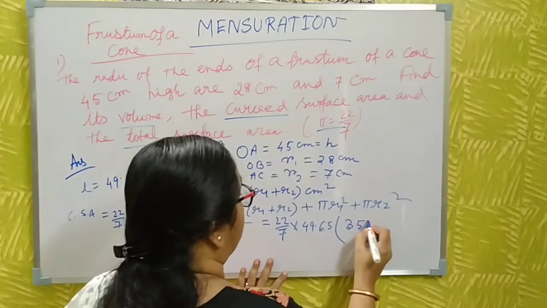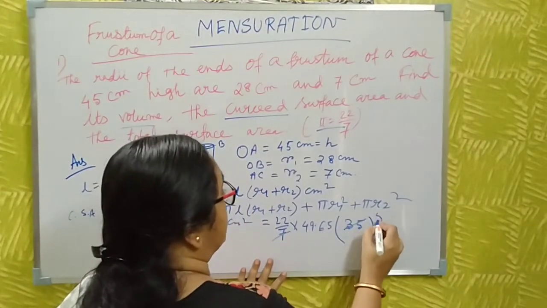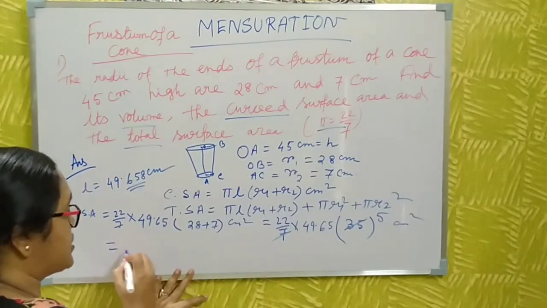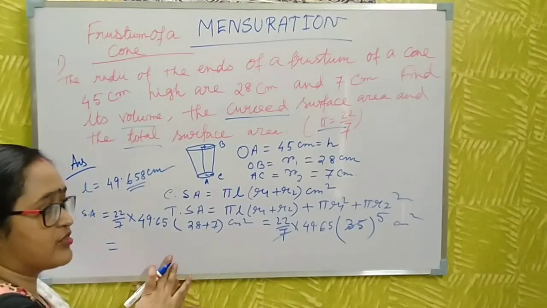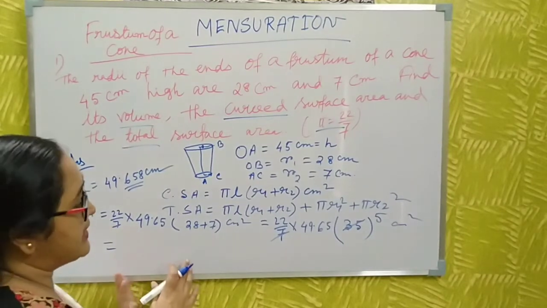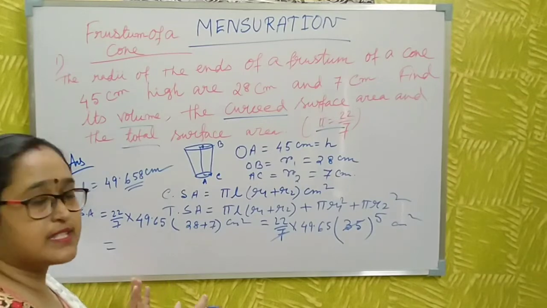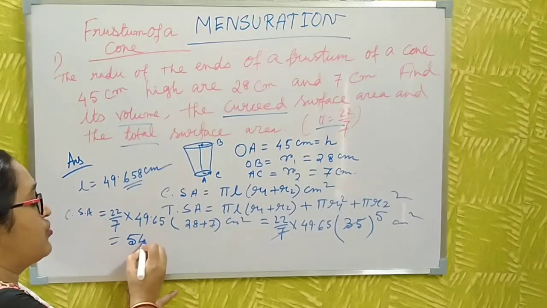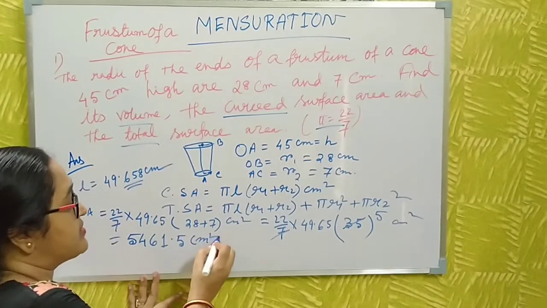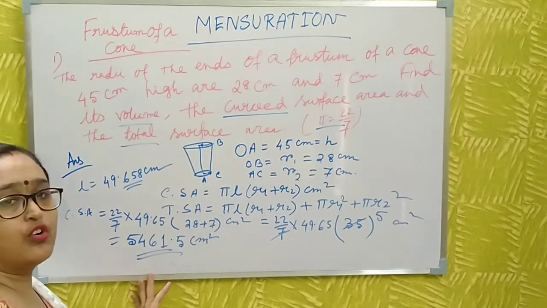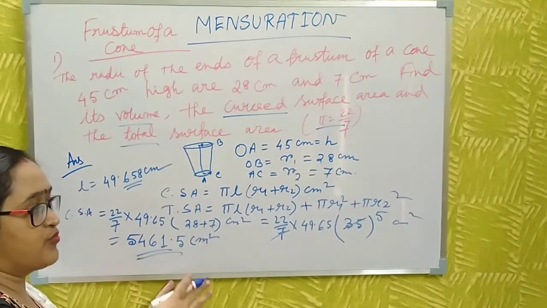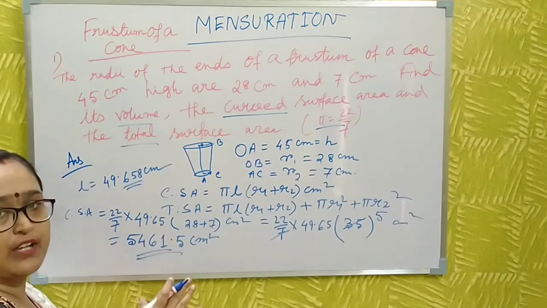Yes, 35 also, and this one is cut here, this one is cut here, and you just do the multiplication and write here also. You do it in your rough. I also do it in the rough. That's why I calculate again, and then I write the answer here: 5461.5 centimeter square. This is the CSA. Before you do anything, just pause the video and do the calculation.